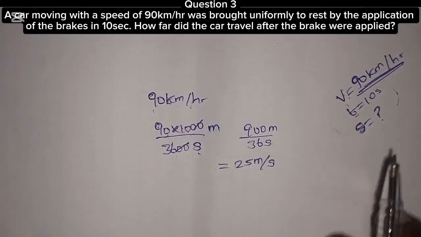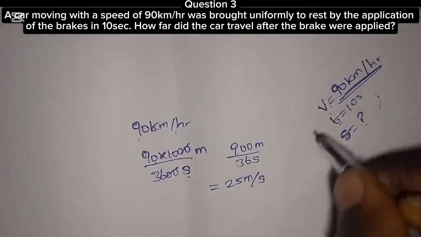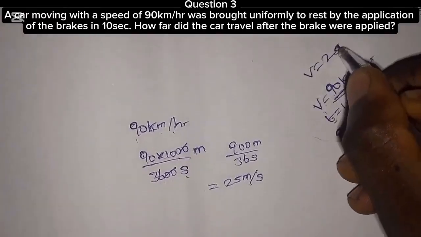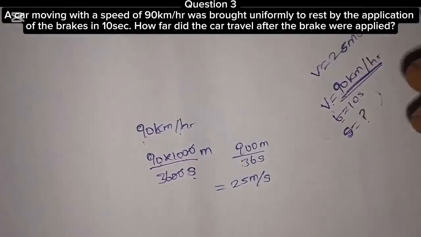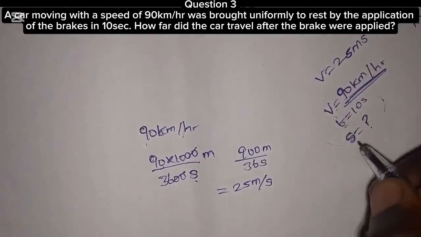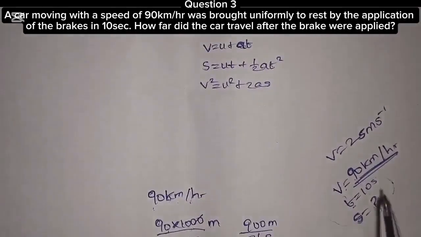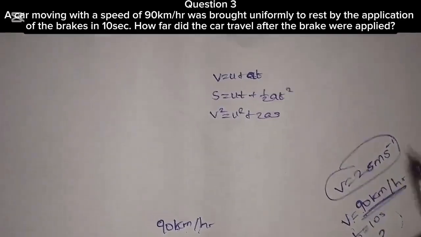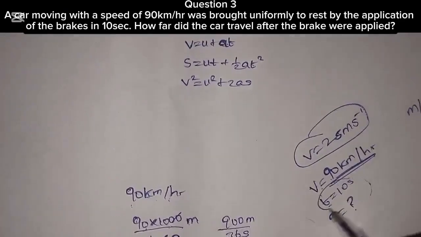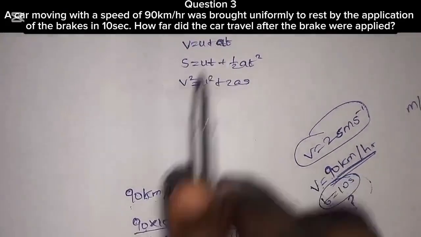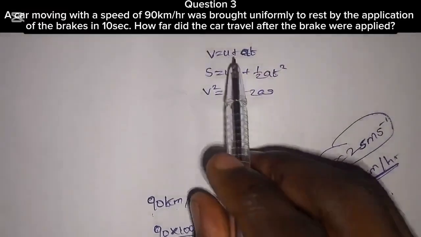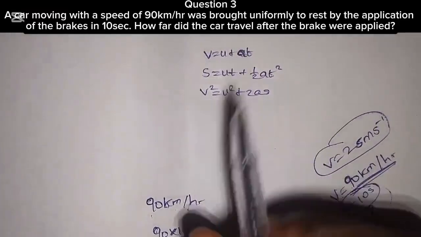I hope this is clear. So this velocity now is 25 meters per second. The time is 10 seconds. We have to look for displacement. So we first need to use this velocity and this time to look for acceleration, which is very easy. So make use of this first formula first to look for acceleration.